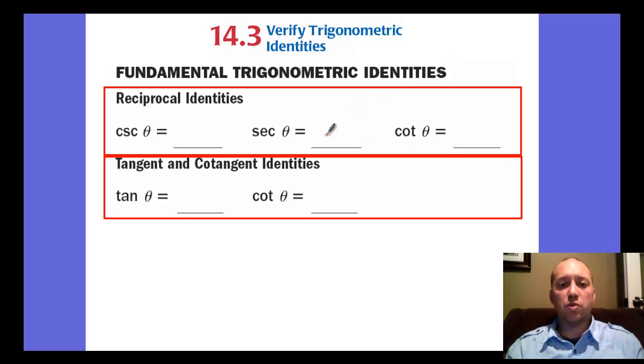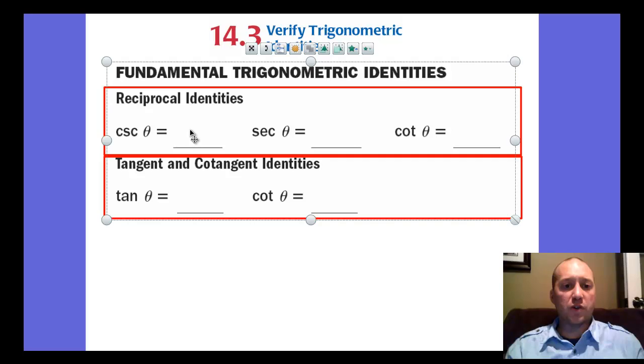There's a bunch of identities we'll use in trig, and we use them to simplify problems, to manipulate problems, to verify, and help us solve. So it's going to be used in various sections. But here are some of the ones we already talked about in our actual class.